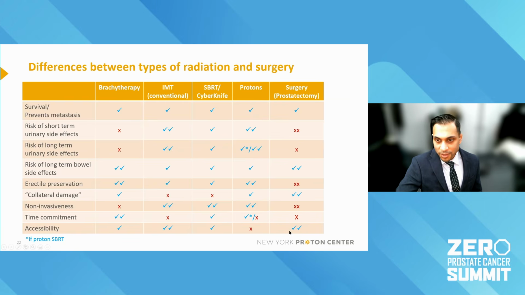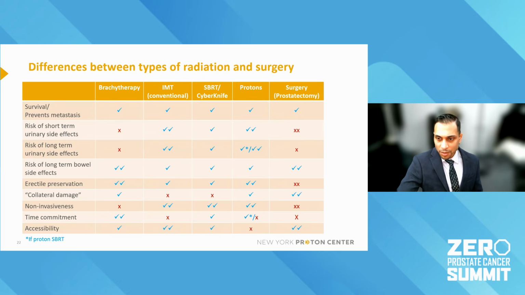And just to note, that concept is not as good with protons as it is with brachytherapy. The big difference, though, is with brachytherapy, you cannot control the dose to the urethra quite as well as you can with protons. And so you don't have this risk of long-term urinary toxicity with protons like you do with brachytherapy. And then with surgery, I think I kind of highlighted it mostly on the previous slide.